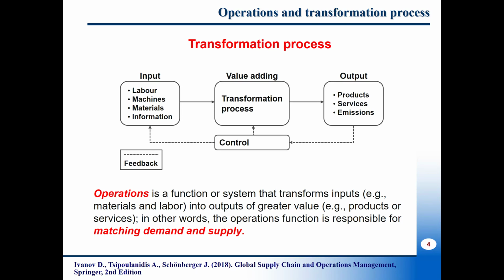And then we have a definition about operations. Operation is a function or system that transforms input into outputs of greater value. So the keyword is greater value. In other words, the operation function is responsible for matching demand and supply. Let's say the demand for outputs, for instance products, is high, but if our inputs are not sufficient to produce products that satisfy the demand, then our transformation process will be undervalued.